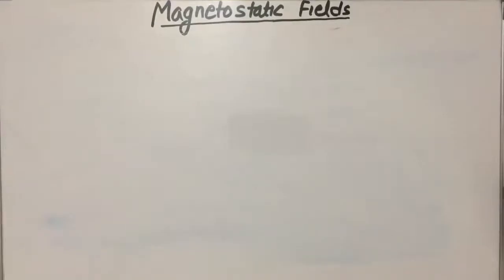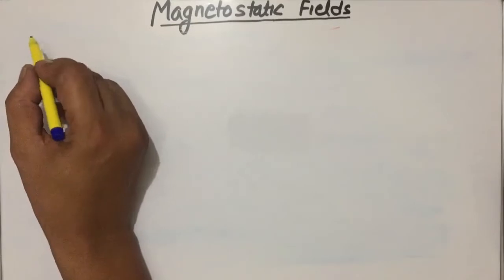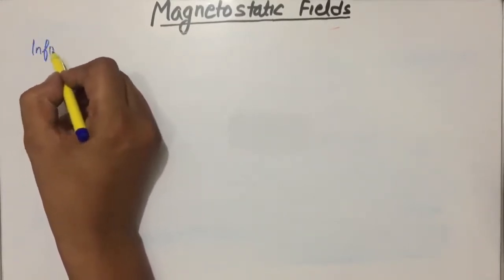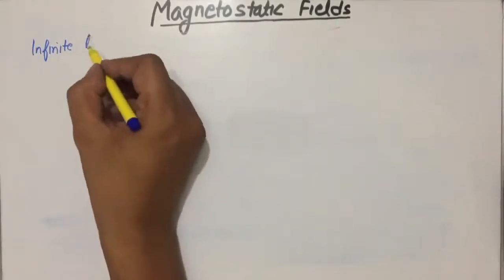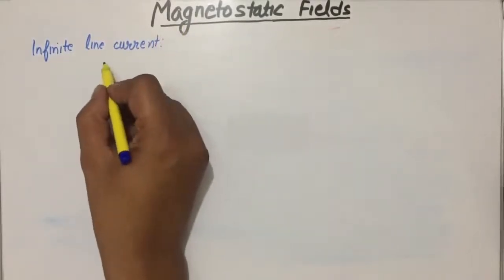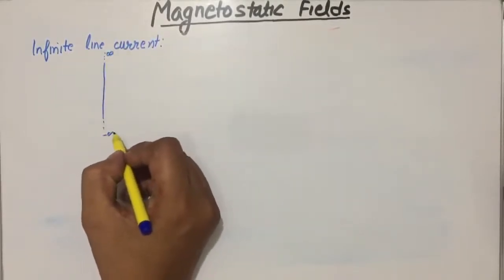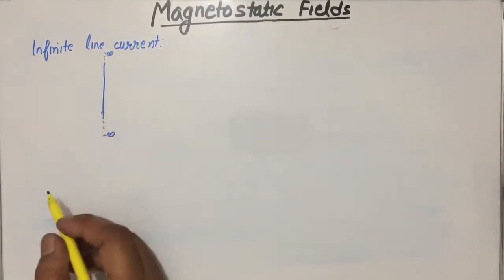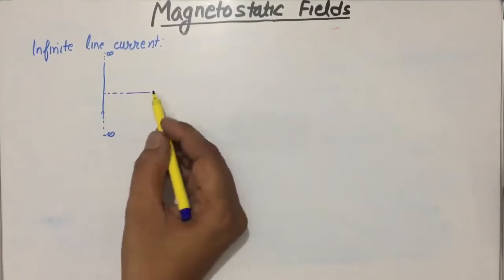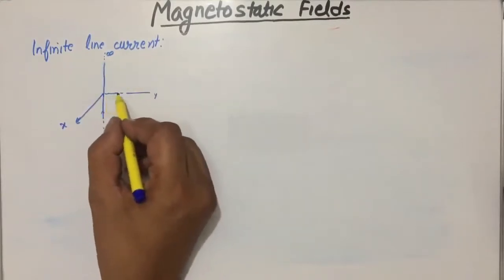So consider an infinite line current, and find the magnetic field intensity according to Biot-Savart law. For that purpose, we will consider one line current of infinite length, from minus infinity to infinity. The current is flowing in this direction, and assume this is y, x, and this is the z direction.